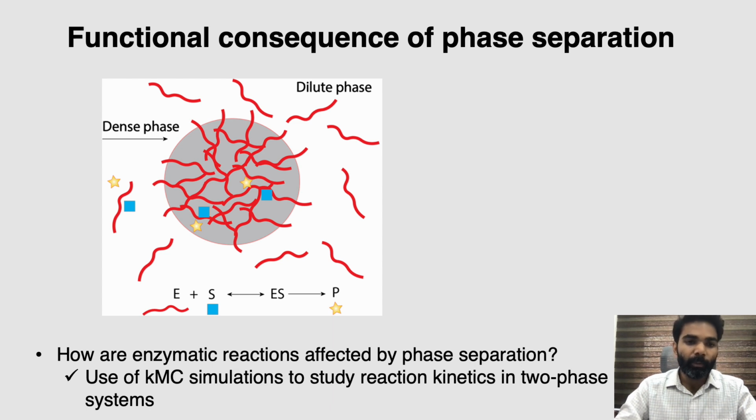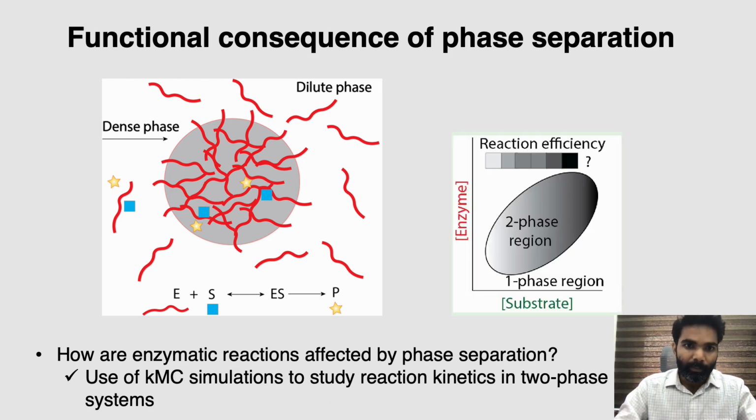And here we are going to use kinetic Monte Carlo simulations to study reaction kinetics in the two phase systems, and essentially generate a rule book or a guide to show where in the phase diagram we should operate in order to have maximum reaction efficiency.